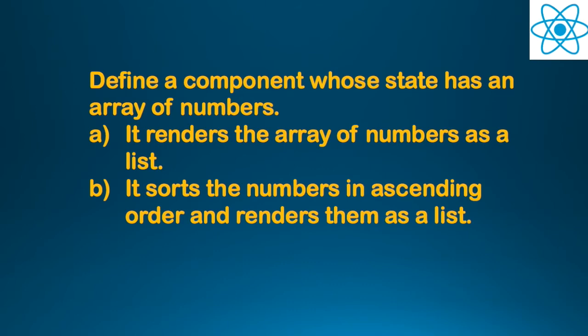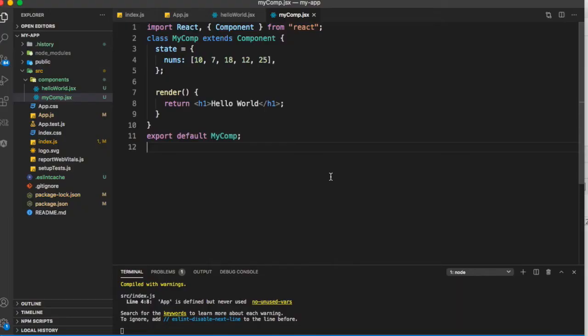Define a component whose state has an array of numbers. Render the array of numbers as a list. So here we have our mycomp, and in the state we have an array of numbers. So what do we need to do? We need to render this array of numbers as a list.